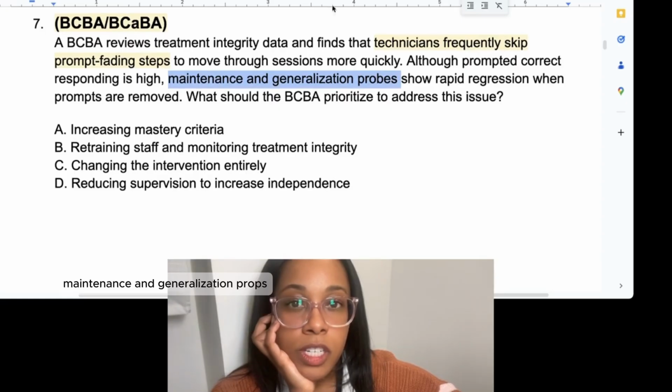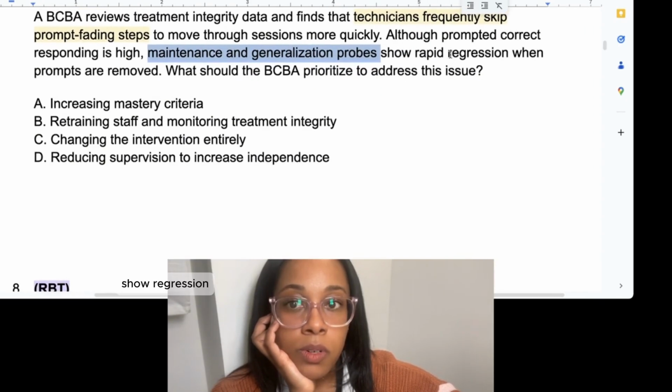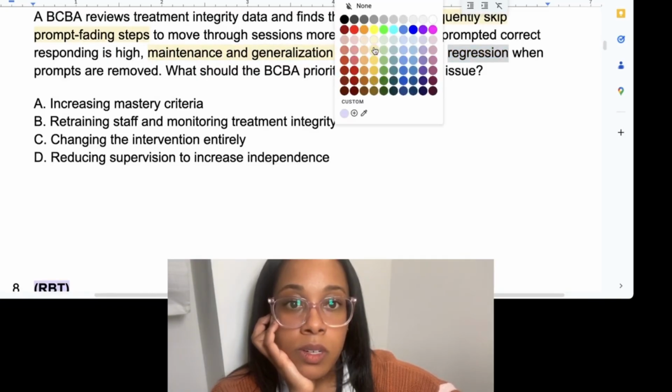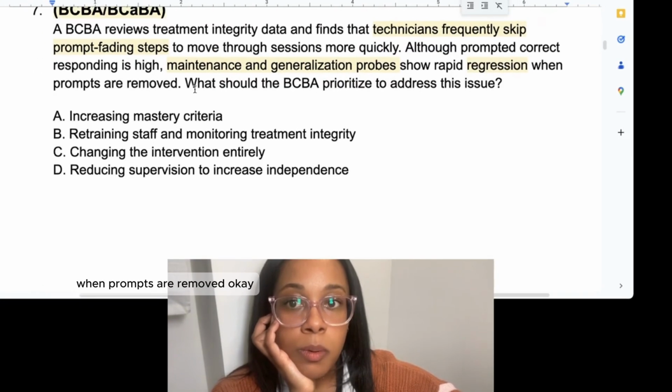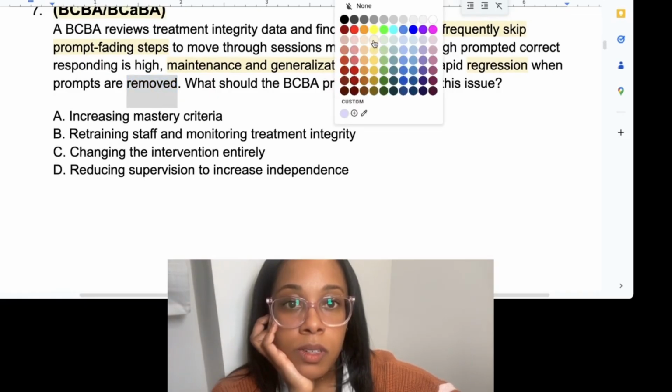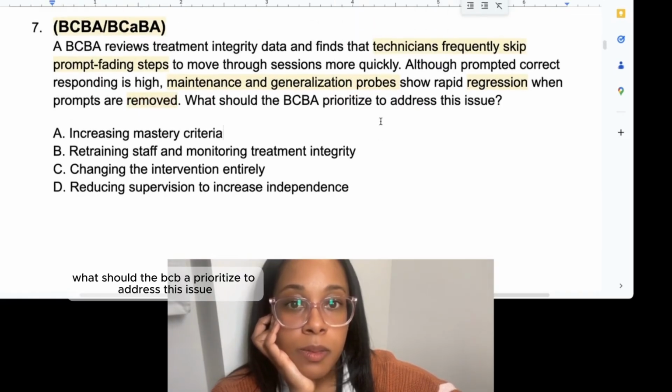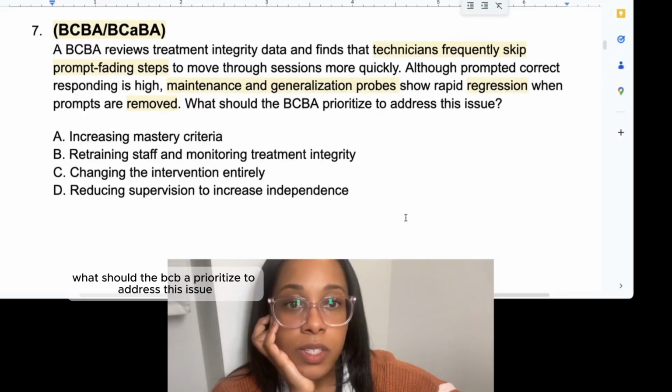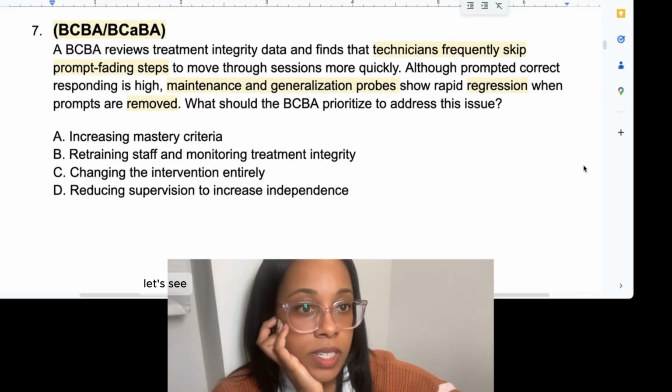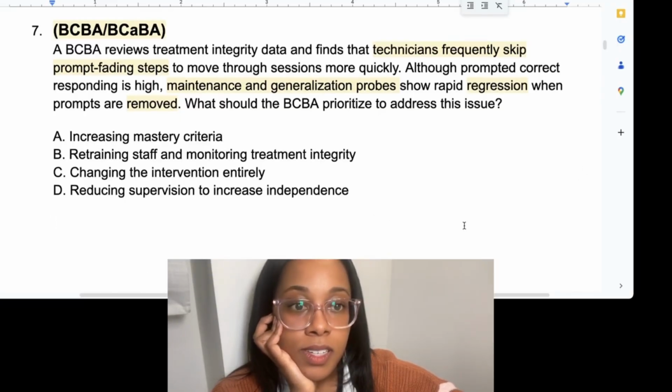Maintenance and generalization probes show regression when prompts are removed. Okay. What should the BCBA prioritize to address this issue? Let's see. Staff is running fidelity.